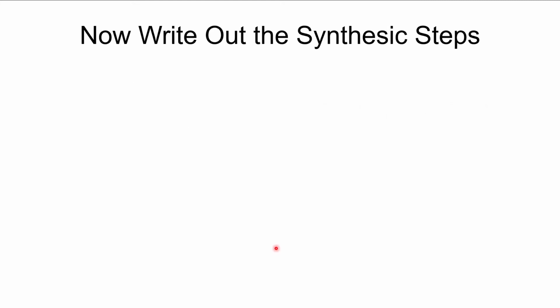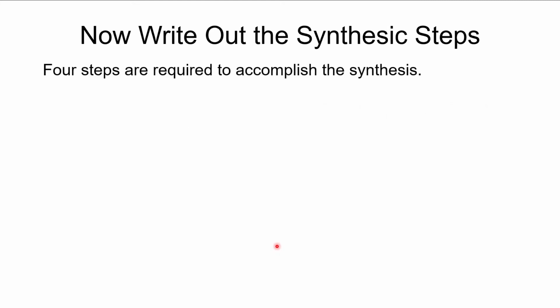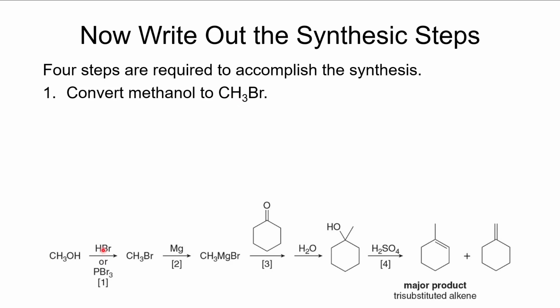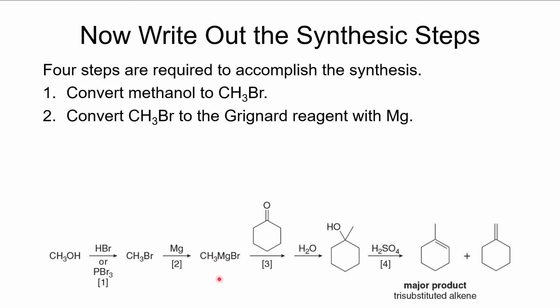So now let's write out the entire synthesis. First, we're going to need to convert the methanol into an alkyl halide. And we can do that with HBr or PBr3. Either one of these will work. They're both going to be SN2 reactions. So here we've got methyl bromide. We can convert that into the Grignard reagent by just putting magnesium in there. In addition to that, we could use lithium and create an organolithium reagent. That would work as well.